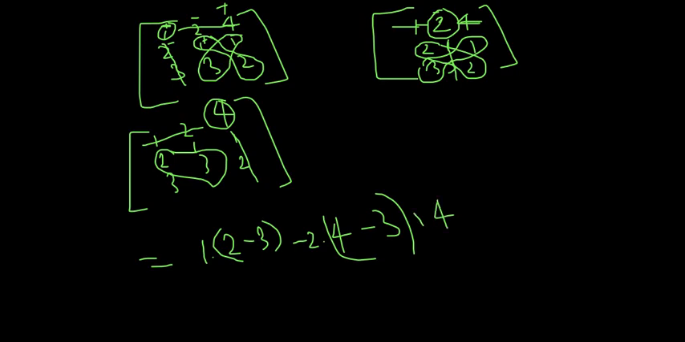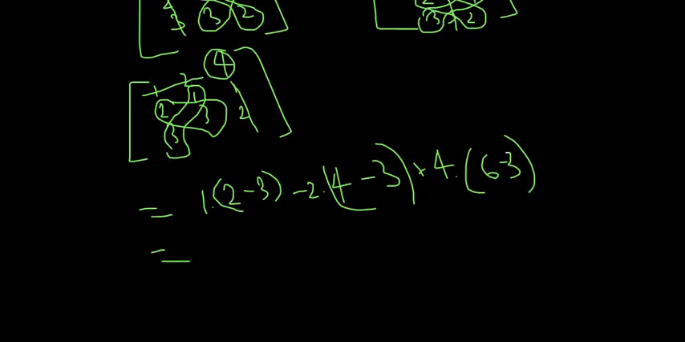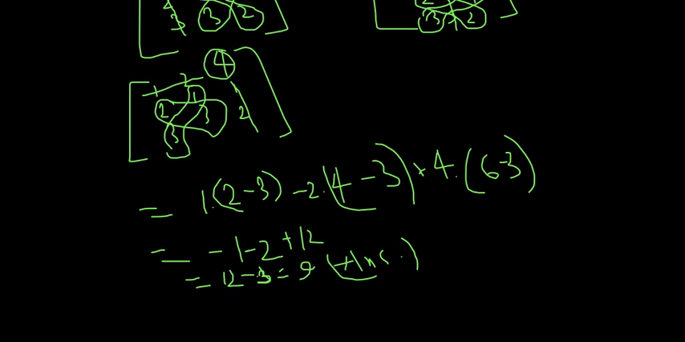So it's going to be plus 4, multiplying 2 into 3 is 6, and 3 into 1 is 3, so it's going to be minus 3. And now carrying out the whole operation, we get minus 1, and this is going to be minus 2, and this is going to be plus 12. This is going to be 12 minus 3, which is going to be equal to 9. And that's our answer. So let's check out another example to help understand better.